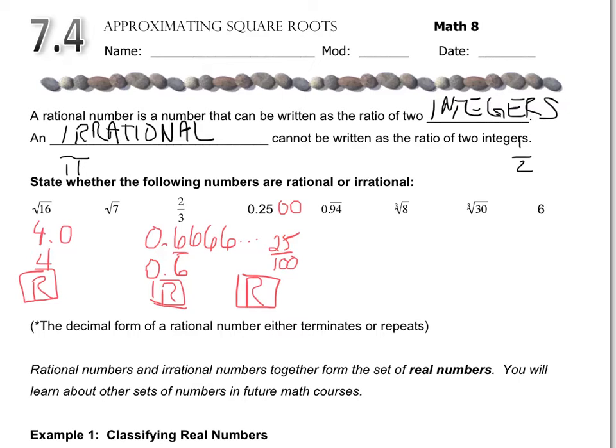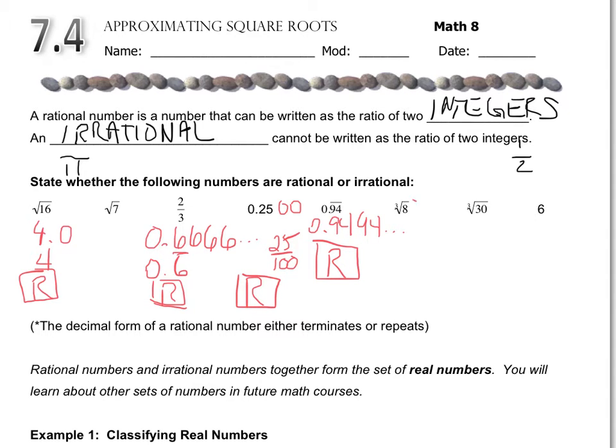Again, two integers. The next one we see is 0.94 with that repeating bar. So this means that this is going to continue on acting very rationally. After the 94 comes another 94, followed by another 94, etc. So again, very rational. We know what's coming next.